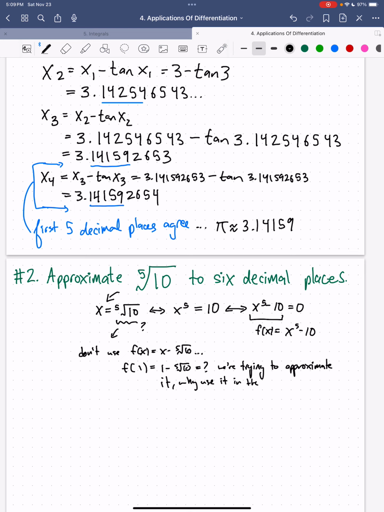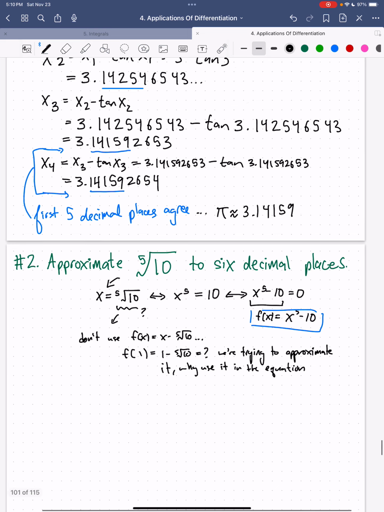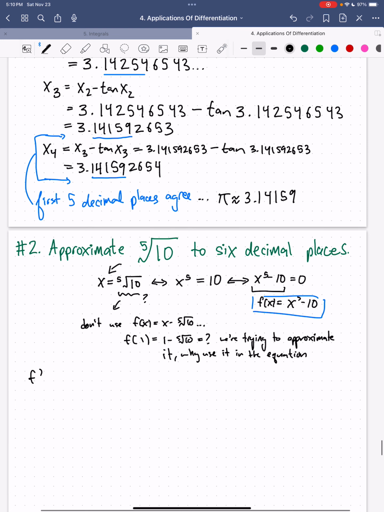If that makes sense. The whole point of approximating it is that we don't know what it is, so it doesn't make sense to use it this way. Okay, so instead we will use this choice as f of x. Like we saw before, what we'll also need is the derivative.